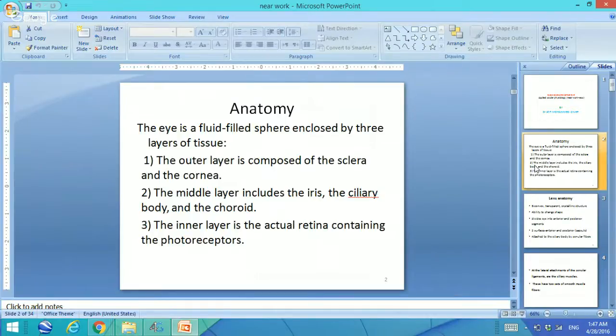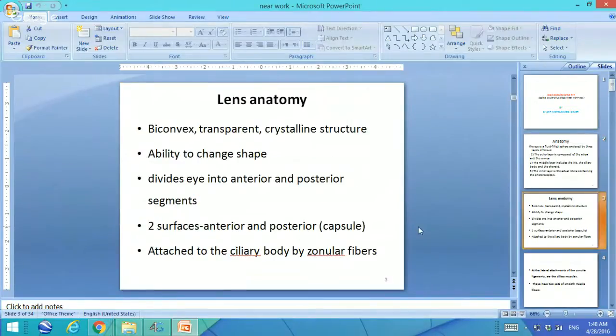especially. All of you know that the outer layer is composed of the sclera and the cornea, and the middle layer consists of the iris, ciliary body and the choroid, and the innermost is the retina that contains the photoreceptors. These are the three layers of the wall of the globe.